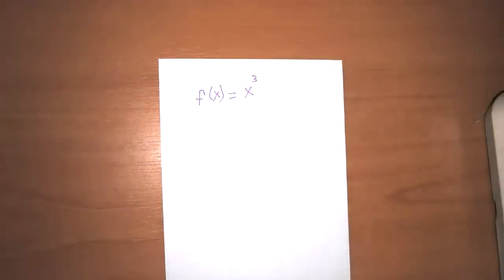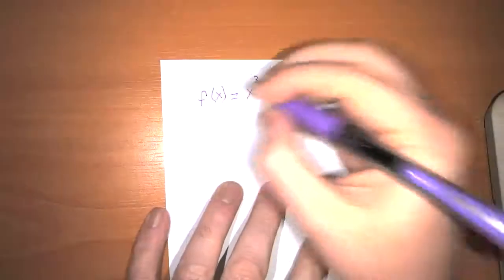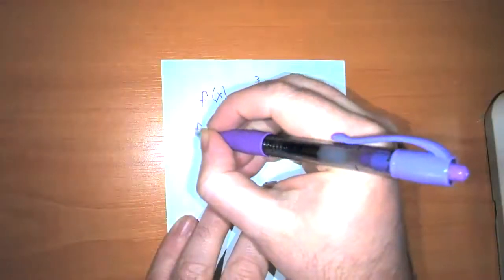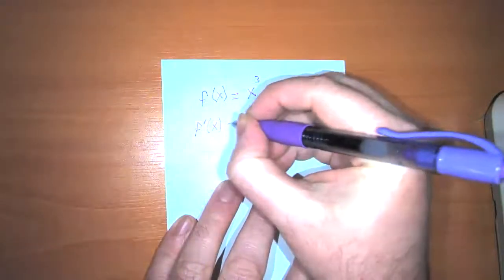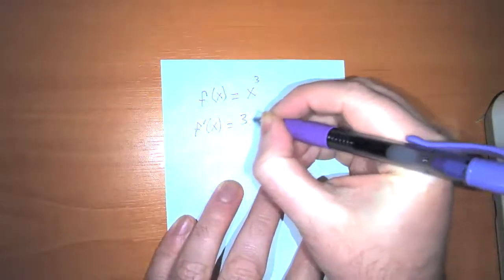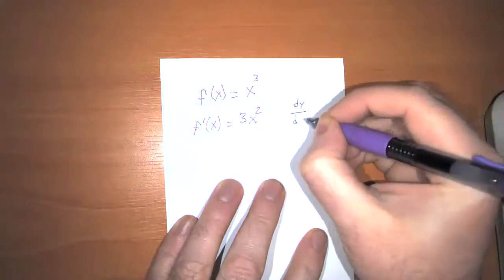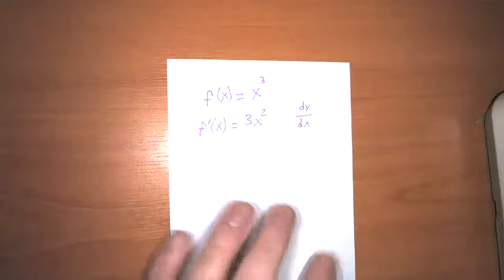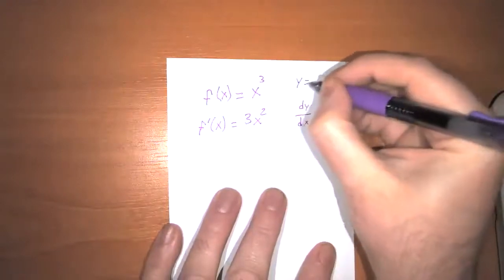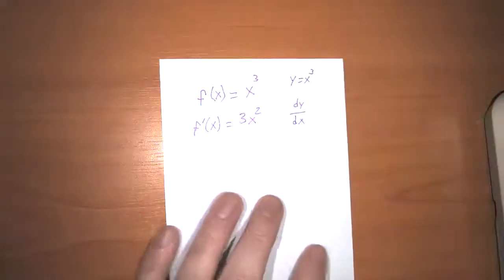So I've got a function here, f of x is equal to x cubed, and we're used to the derivative being f prime of x, which is equal to 3x squared. And we might describe that as dy dx. If we were writing it as y equals x cubed, we would write that as dy dx.